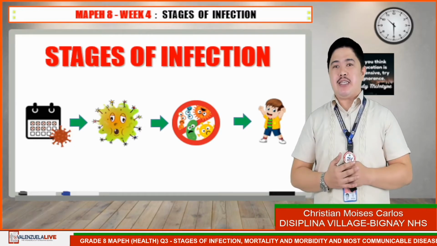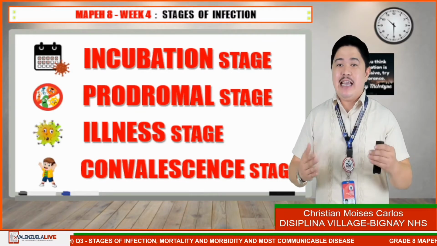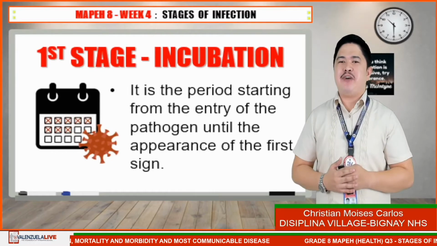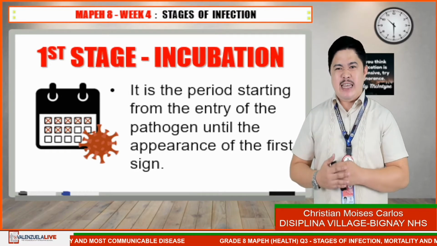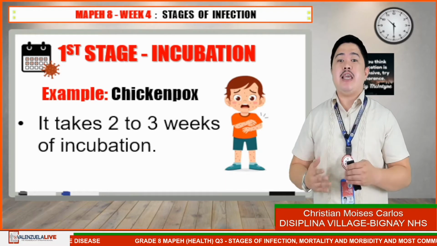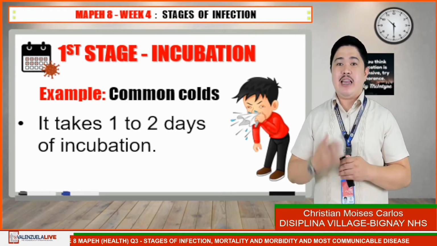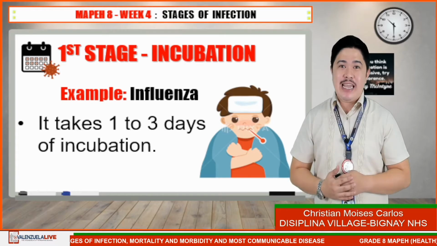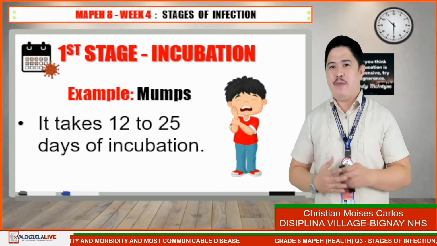We have 4 stages of infection. We have the incubation stage, prodromal stage, illness stage, and convalescence. When a person is sick, the first stage of infection is incubation. It is the period starting from the entry of the pathogen until the appearance of the first sign. For example, chickenpox takes 2 to 3 weeks of incubation. Another one, common colds, takes 1 to 2 days. Next, influenza takes 1 to 3 days. And mumps takes 12 to 25 days of incubation.